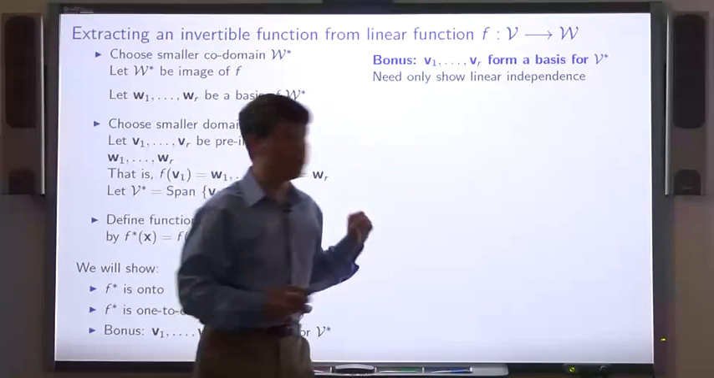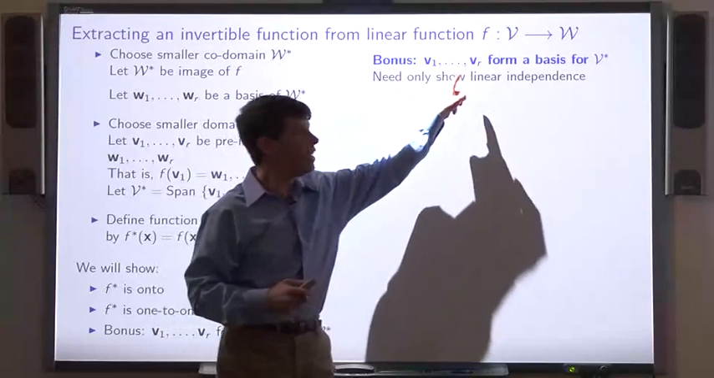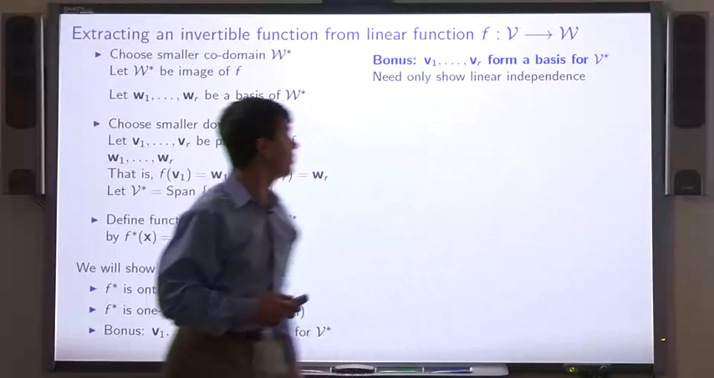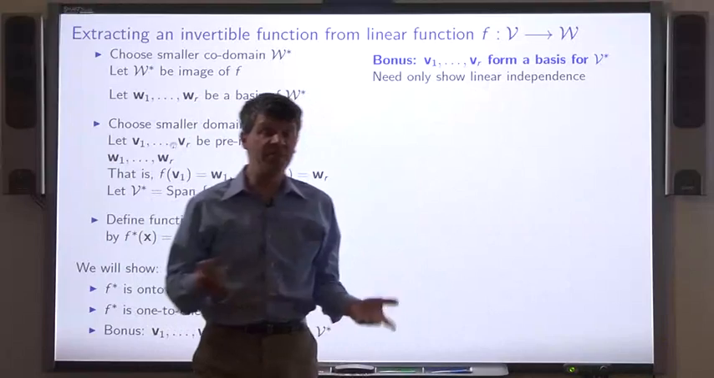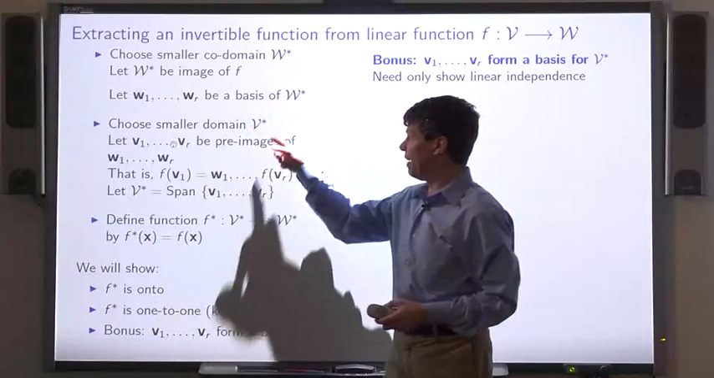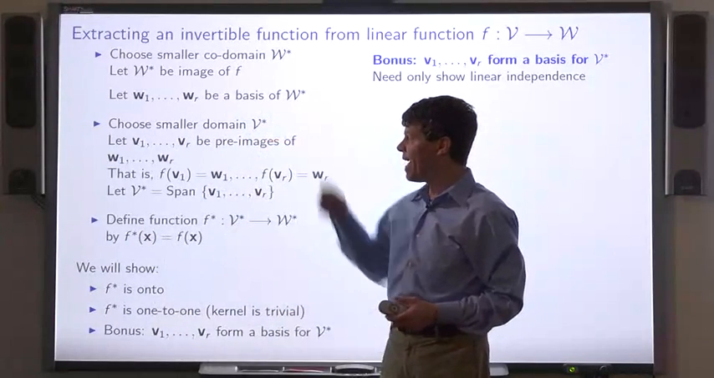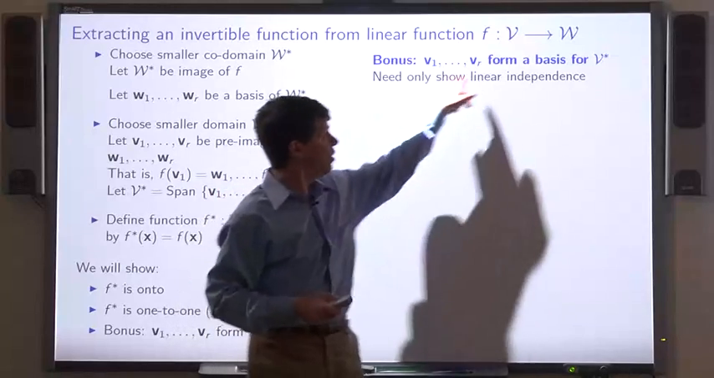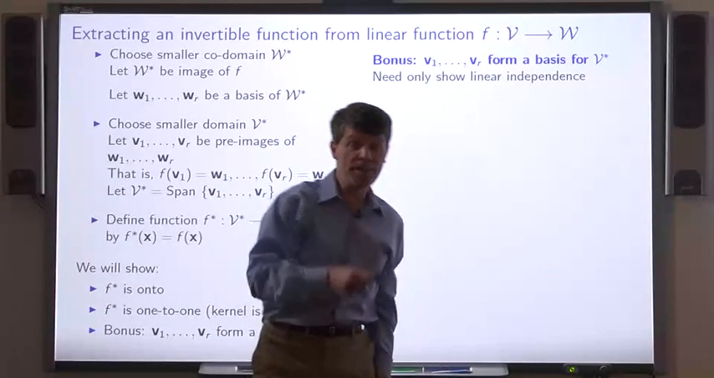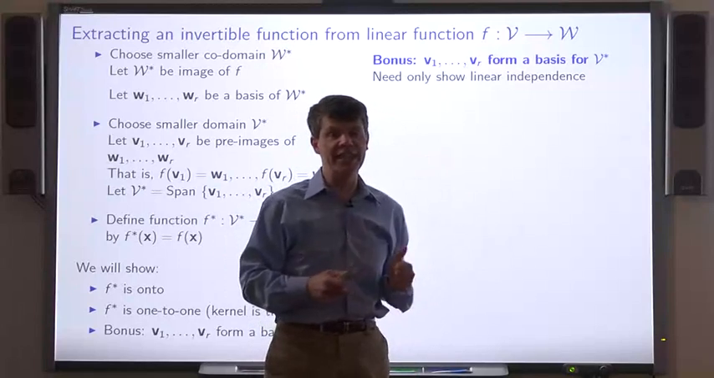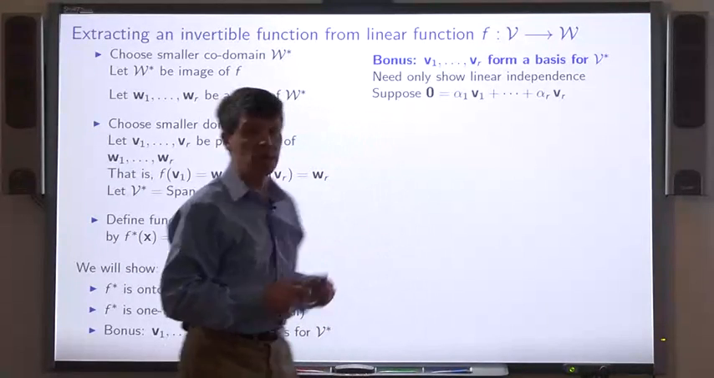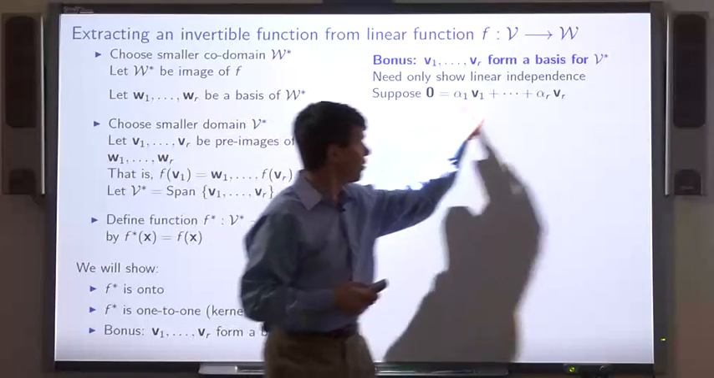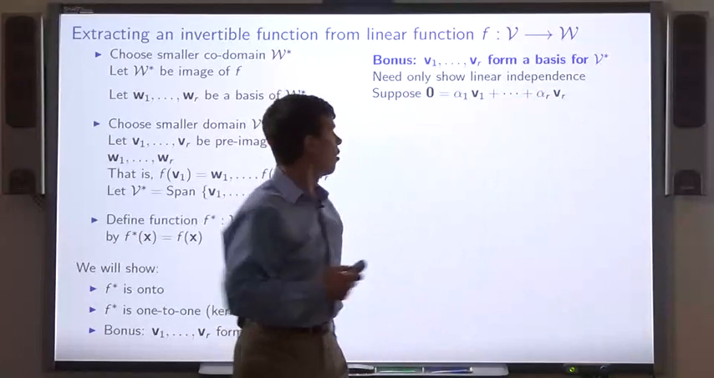And here's the promised bonus. We want to show that v1 through vr form a basis for the new domain, big V star. Well, we defined big V star to be the span of v1 through vr. So in order to show that v1 through vr form a basis, all we have to show is that they're linearly independent. Well, suppose you can get the zero vector as some linear combination of v1 through vr.